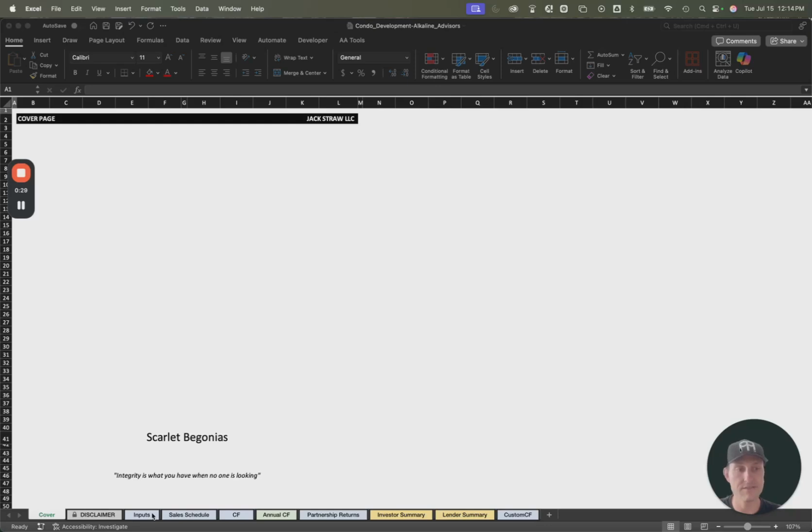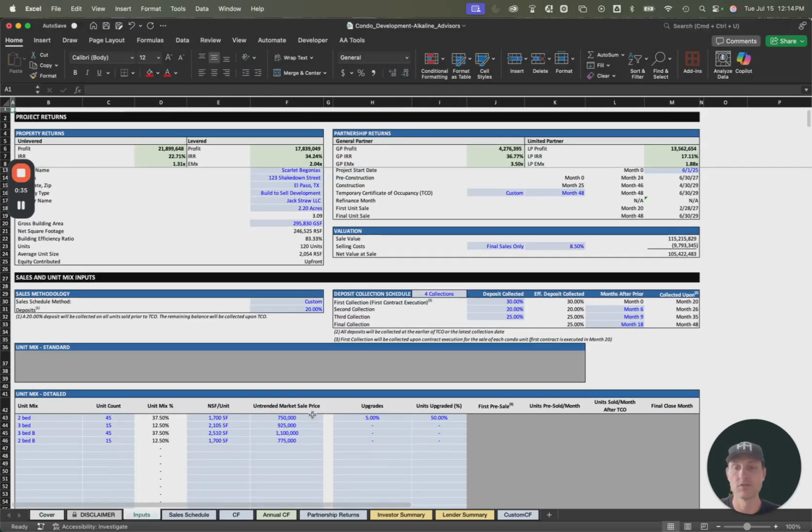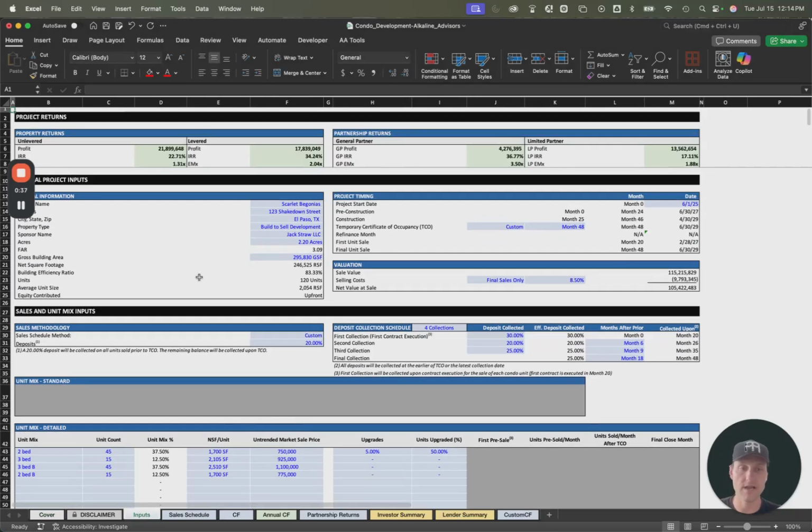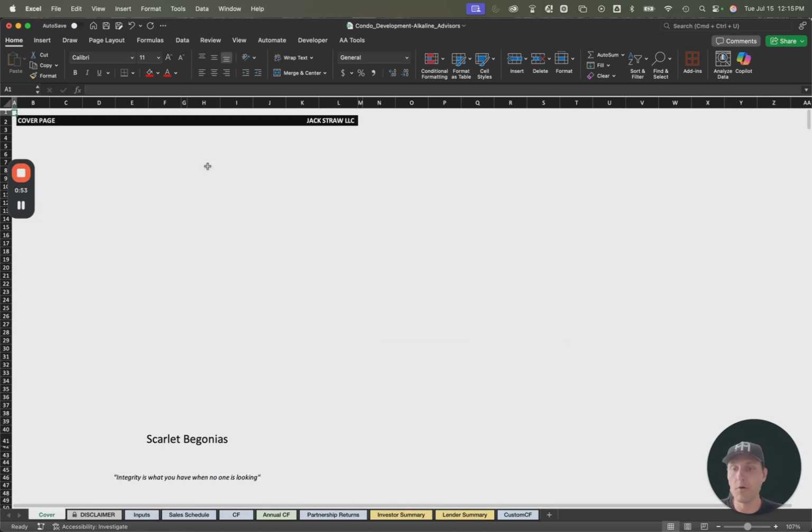We've got these tabs down below. The blue tabs are input tabs. If we click the blue tabs, you'll see we have blue cells. Those are input cells. All you have to do is plug information into those input cells, and the rest of the model auto-populates. We call this a fully dynamic model, meaning that you put your inputs in and outputs come out. You'll see we have a cover tab over here.